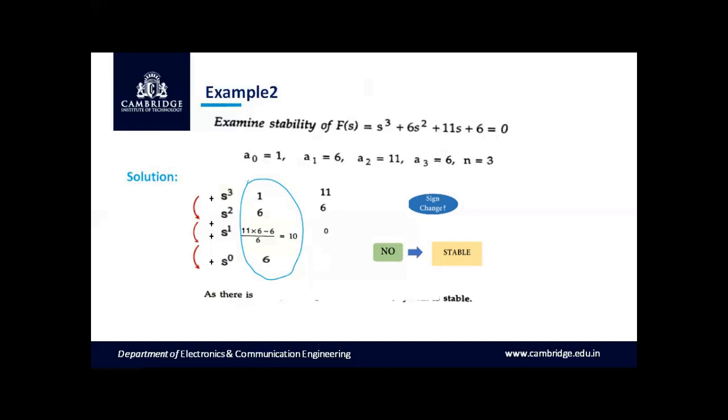Hence we can say that as there is no sign change in the first column, the system is stable. Let us try with another example problem.